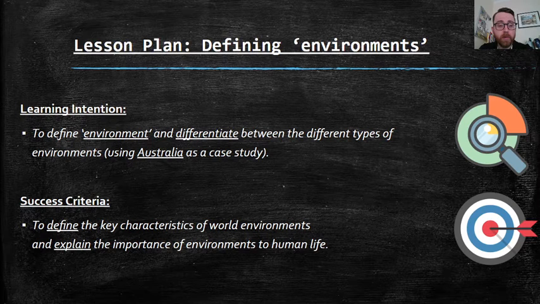So this lesson we'll be looking at environments, so trying to define environments. What does that mean? What are the different types of environments, especially found in Australia? We'll be looking at a case study, as an example. The success criteria is to be able to define what makes an environment and what differentiates the different types of environments. And then why are they important to human life? Why should we care?